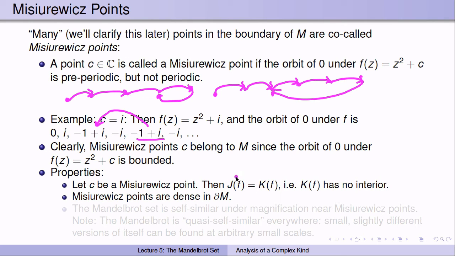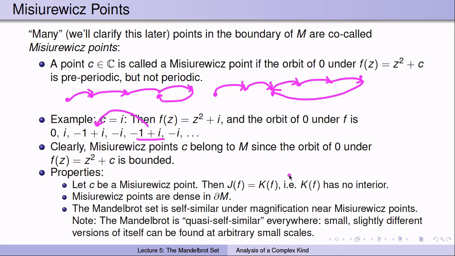Misiurewicz points are dense in the boundary of the Mandelbrot set. That means no matter where you look, you'll find them. You can zoom into the boundary of the Mandelbrot set wherever you want to, and you'll find tons and tons of Misiurewicz points. In fact, you can zoom in as far as you want to, and there are still infinitely many Misiurewicz points in any window that you zoom into.